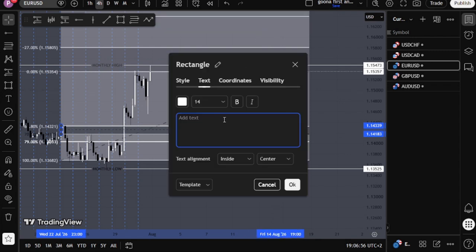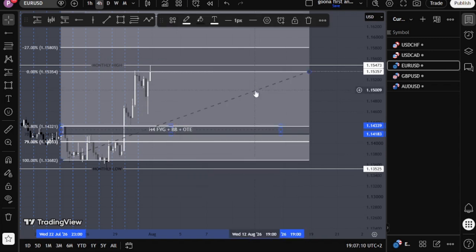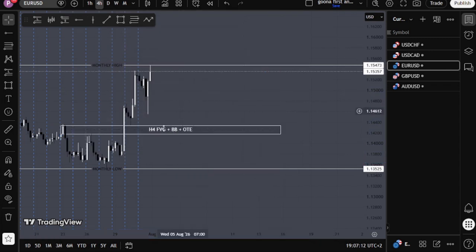We have a 4 hour fair value gap with the breaker block inside the optimal trade edge. Here's the fair value gap here, here's the breaker block here, here's liquidity.